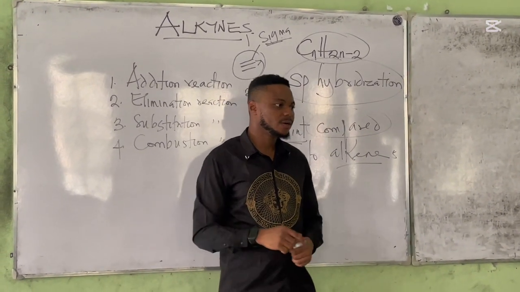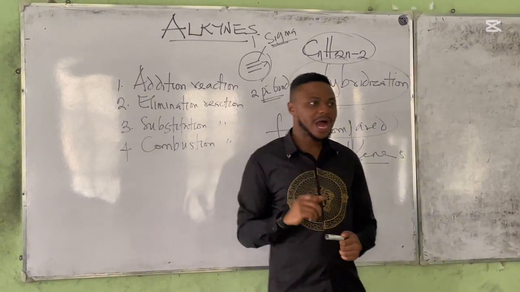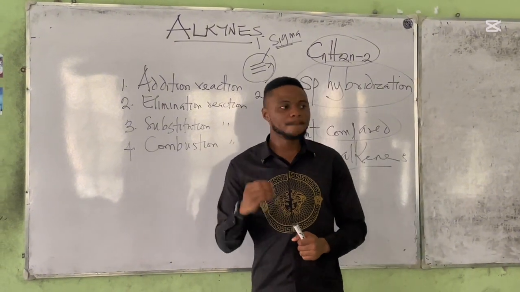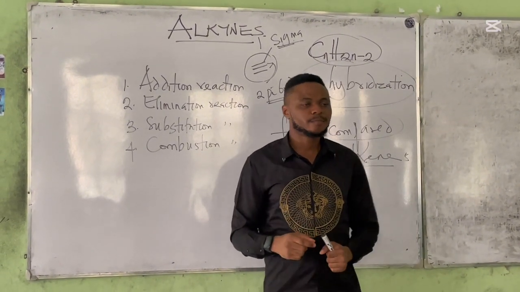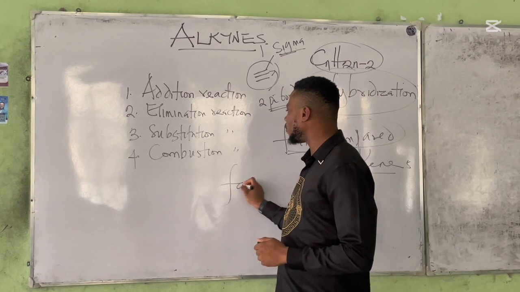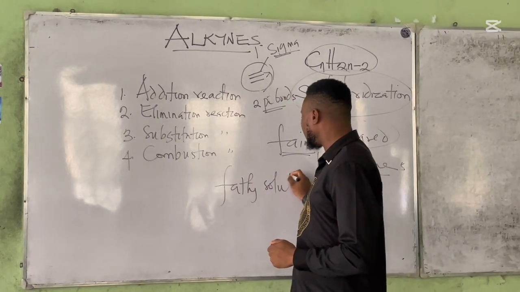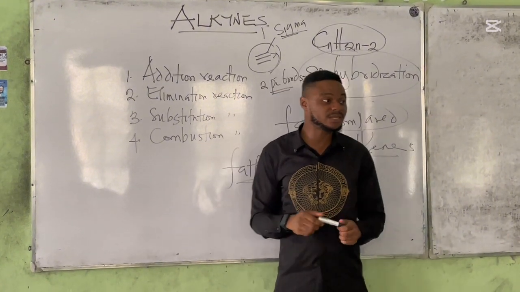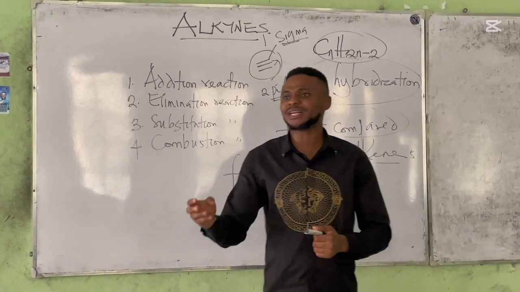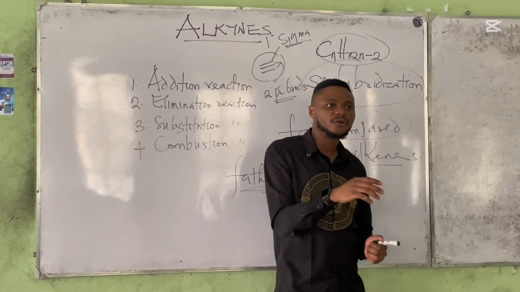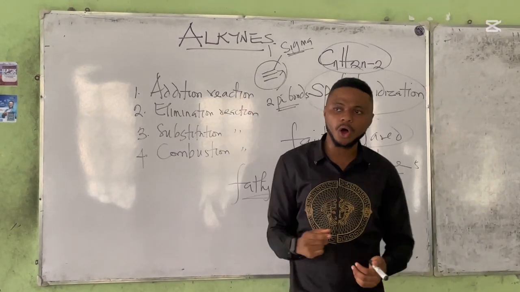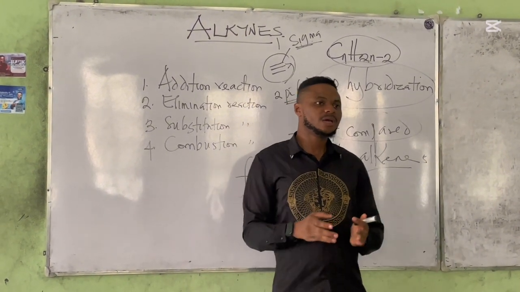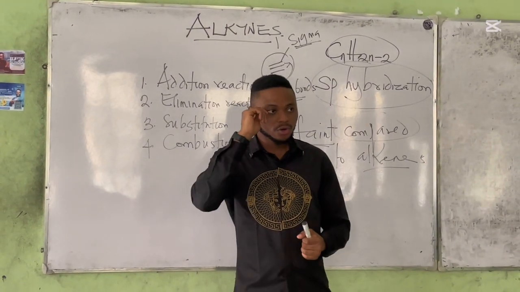Now, number three, put down. Alkynes are known to be insoluble in water, but soluble in fatty solvents. Are we together? So they can dissolve only in fat, but they cannot dissolve in water. That's what we mean by insoluble. They cannot dissolve in water. Number what now? Number four.